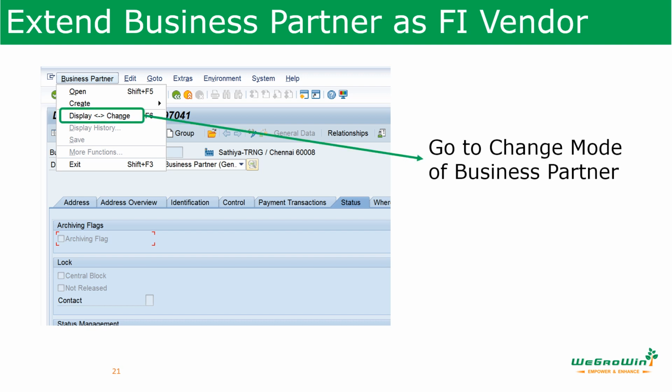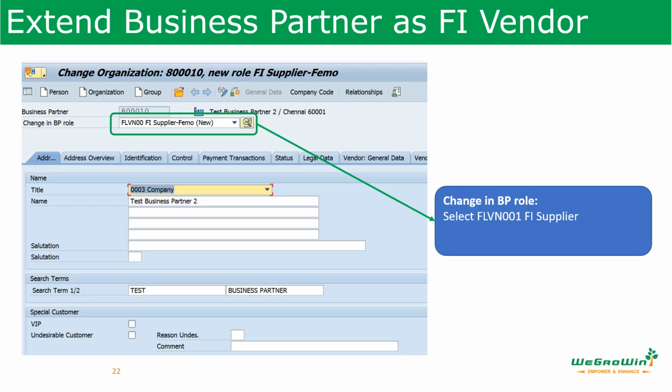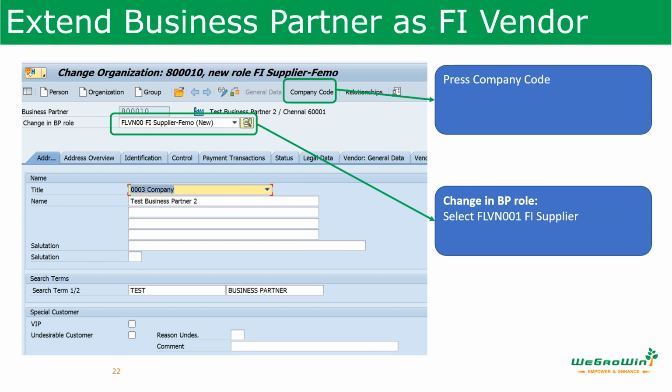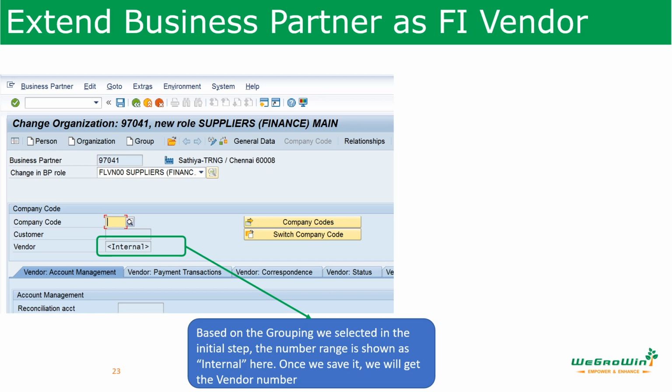As shown here, go to change mode of the business partner. Choose the standard business partner role FIBN00, that is FI vendor new, available from the change in BP role field drop down list. Now the system will bring up additional fields and tabs. Next, choose the company code. Based on the grouping we selected in the initial step, the number range is shown as internal here. Once we save this business partner, we will get the vendor number.